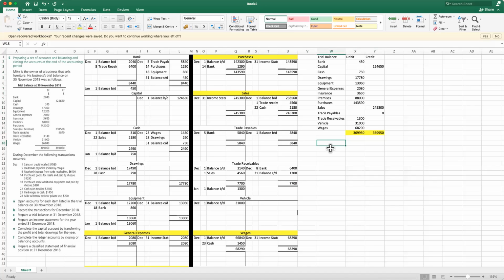Next would be my income statement. So my income statement will require those that I highlighted in yellow. Sorry for highlighting this in a different color. Now in the income statement I need to put in my revenue, which is my sales, 245,300, less purchases, 143,590. So we need to put this in brackets.